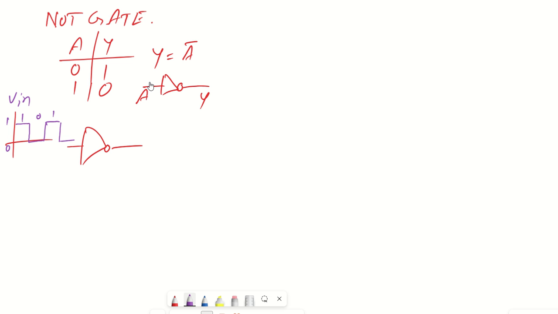So what will be my output? My output will be like this. Whenever the input is 1, my output should go to 0. Whenever my input is 0, output should go to 1. So like that, it is just opposite of that. So this is my V output. Understood? So this is all about my NOT gate.